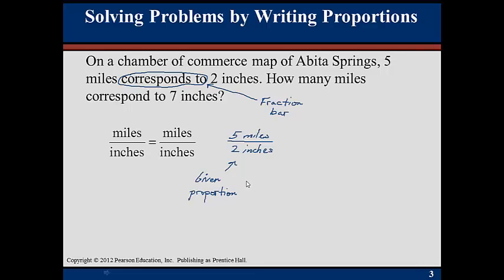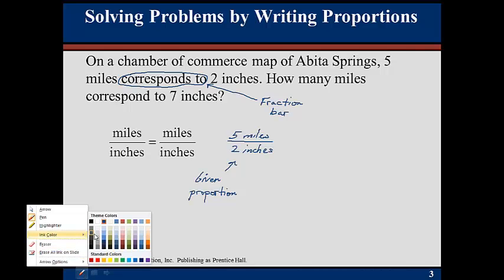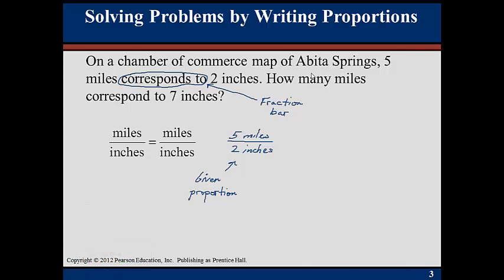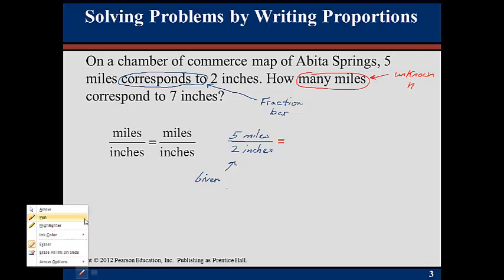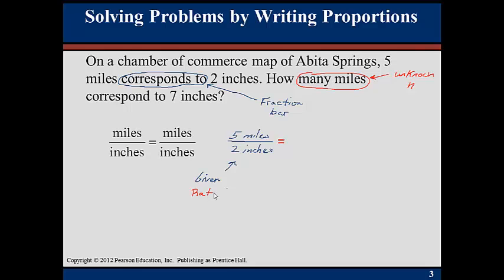And then it says how many miles, so you're looking for how many miles corresponds to 7 inches. So how many miles? So this is your unknown. So because it's unknown, you may use a variable. I'm going to call it n, so I'm going to call it unknown n. So maybe your equal sign in between your ratios. So I said this wrong. This is your given ratio. And there's your equal sign.